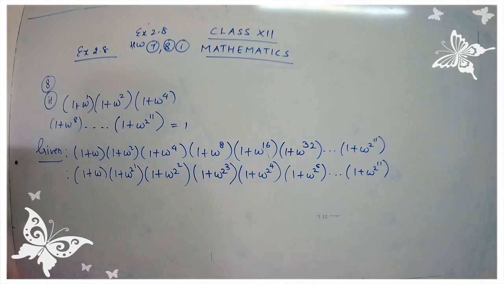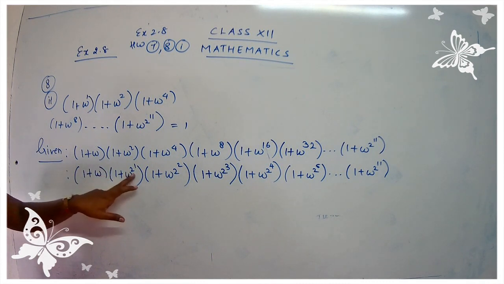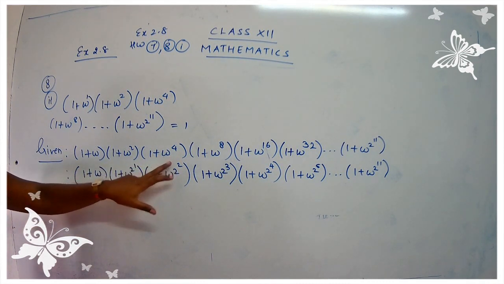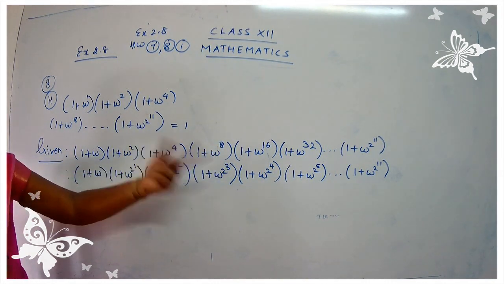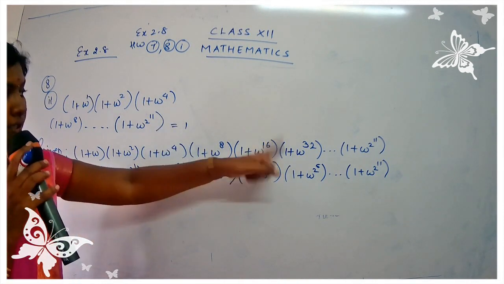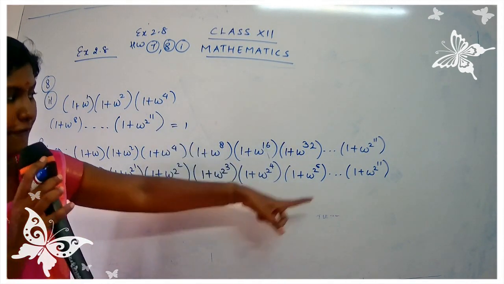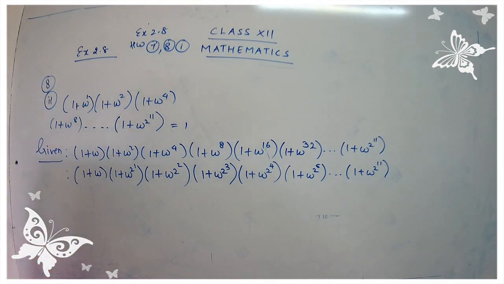Are you clear with the step, children? So 1 plus omega, I am just keeping it as it is. 2 I am writing as 2 raised to 1. 4 I have written as 2 square. 8 written as 2 cube. 16 written as 2 raised to 4. 32 written as 2 raised to 5, and we have 2 raised to 11. Okay. So we have some more steps. Let's see what to do for the next step.